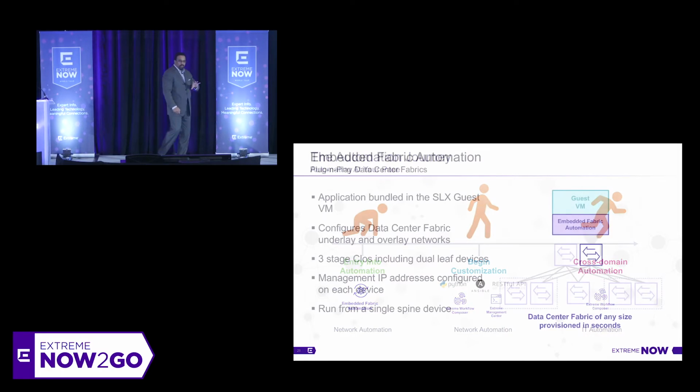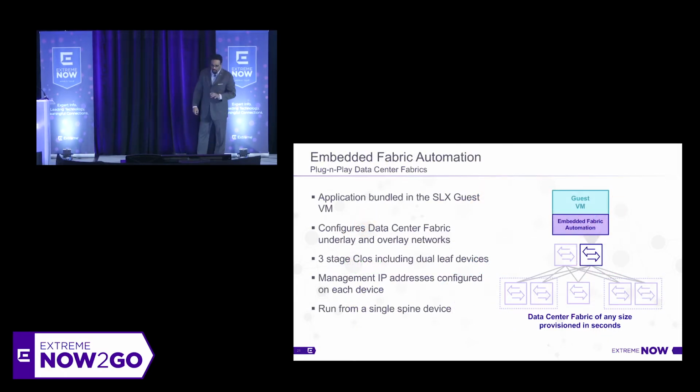Now let's just talk a minute about embedded fabric automation. Inside that CLOS architecture in the data center, on each of those platforms, we have what we call a guest VM running. And on that guest VM is an application called EFA, or embedded fabric architecture. And what you can do is execute a command from one spine in the network that will automatically build out that day zero deployment model for you. Pretty cool.